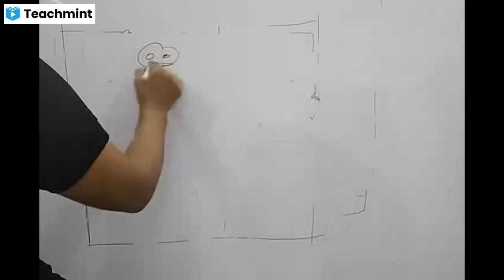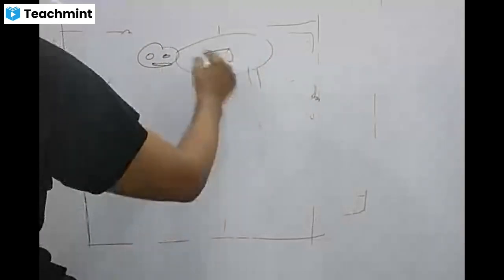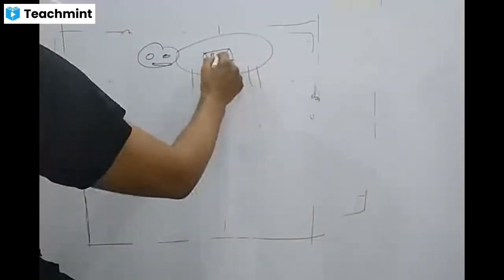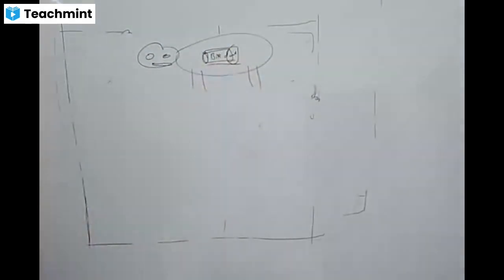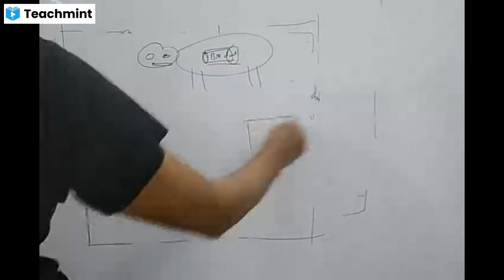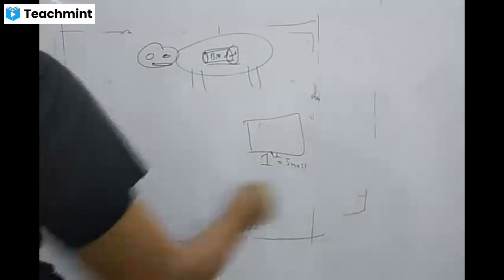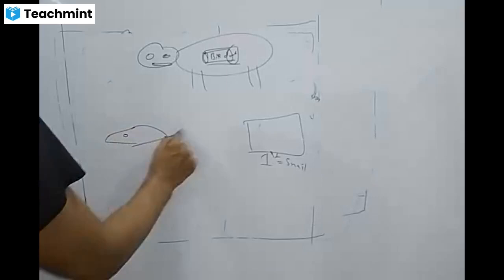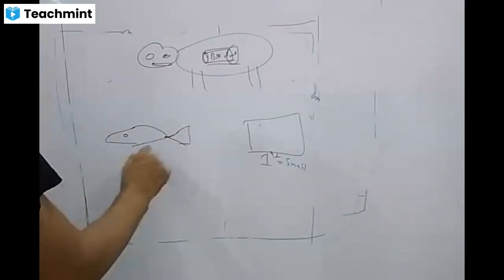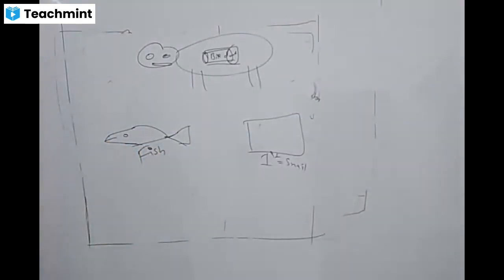Again, this is your definitive host. The fluke is present in the bile duct. Then comes your first intermediate host, which is always snail. This time the second intermediate host is fish.